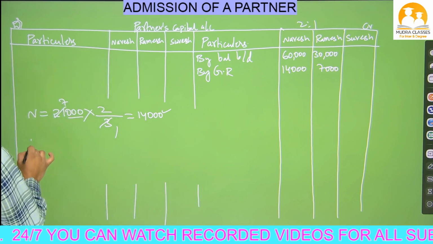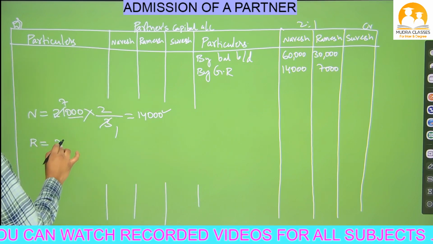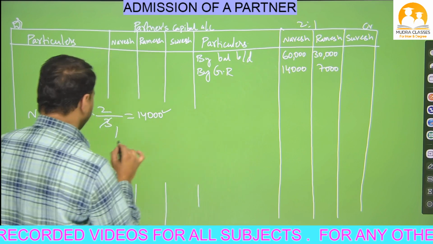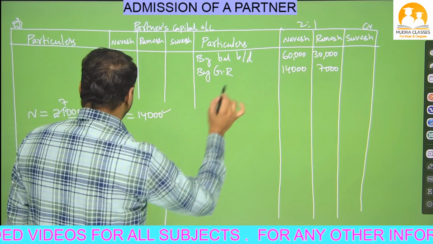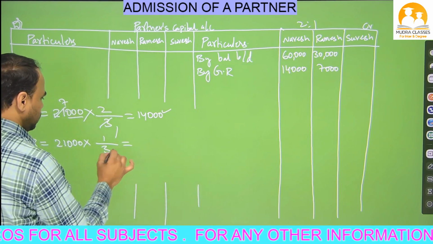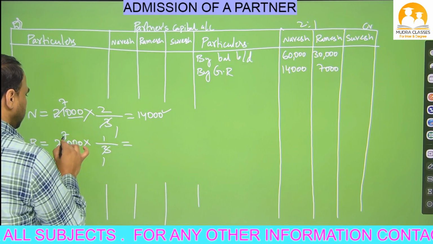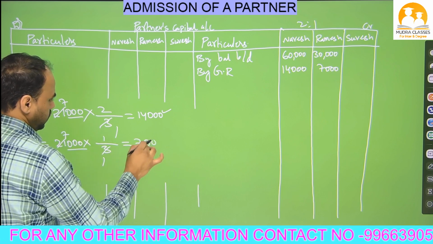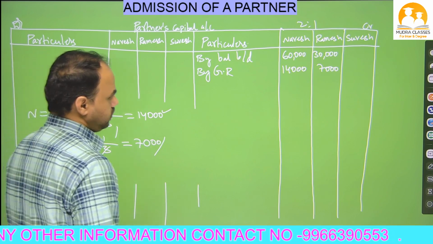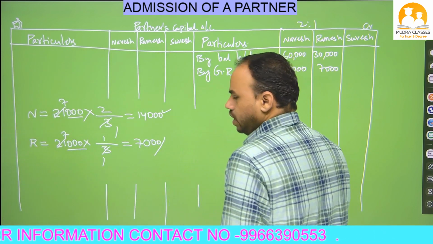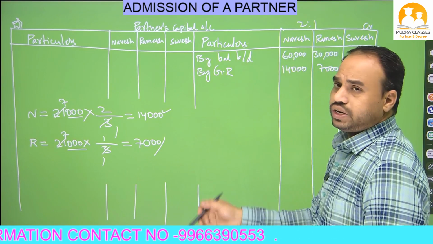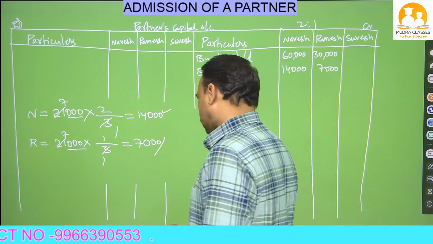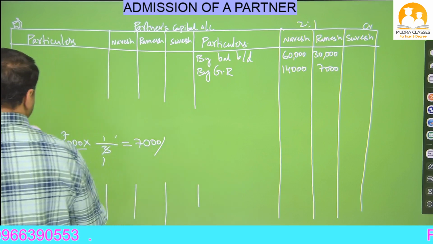Otherwise, you can calculate that one also. Ramesh equals 21,000 into Ramesh's ratio, 1 divided by 2 plus 1, 3. Now do cancellation. 3 ones are 3, 7. Now multiply. 7 into 1, 7 ones are 7, 3 zeros left. So 7,000 rupees. Like this we have to distribute 14,000 and 7,000 of general reserve to the old partners in their old profit sharing ratio. Okay, I hope you understand this one.